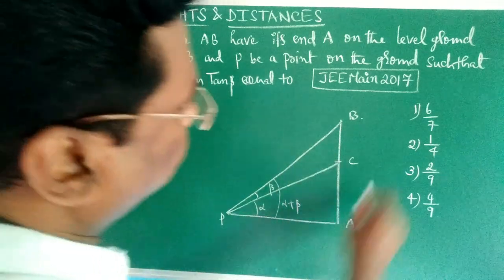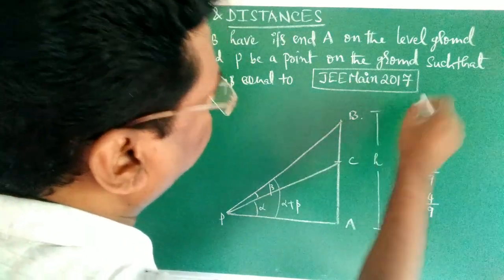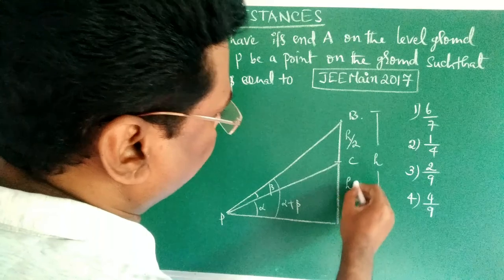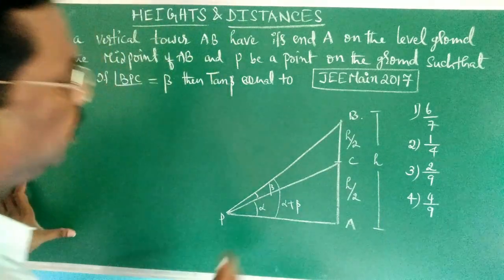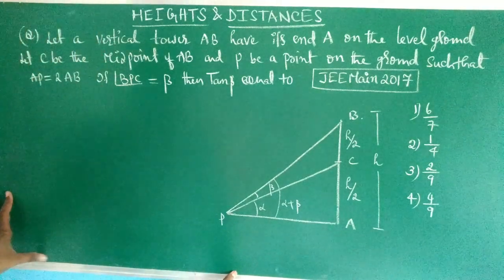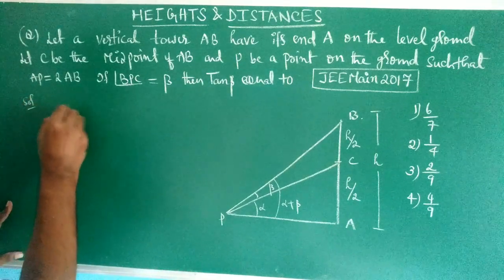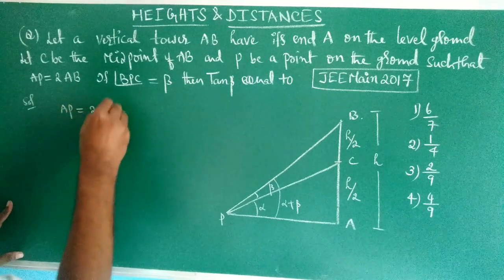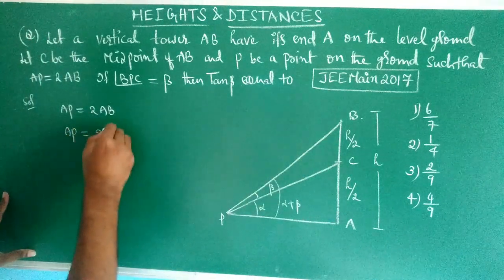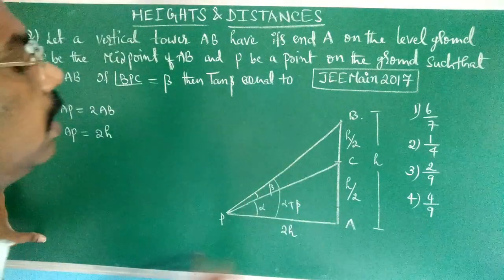Okay, now here the height of the tower is h. Now midpoint means here h by 2, and here also h by 2. Now first, AP is equal to 2AB is given. Now AB value is h, so AP is equal to 2h.